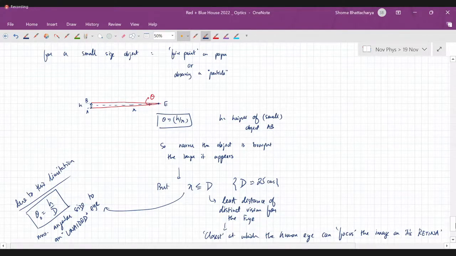For any optical instrument's functioning, this value theta naught that we have written, the maximum angular size for the unaided eye, is used as a reference point. Compared to that reference point, how much larger we are able to see the object tells us the magnification. Not the type of magnification that we have seen earlier in lenses, which is the linear magnification, but now something else called angular magnification.